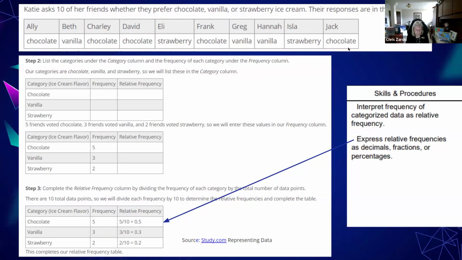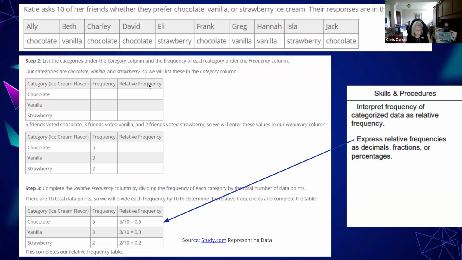Here was the information that I just shared with you. So I can set it up in a table, again, just like we did before. In this case, my first column is all the different flavors of ice cream. The frequency could be those tick marks, or I just count the number of people that answered by that. So in this case, the frequency of chocolate was 5, of vanilla was 3, and strawberry was 2.